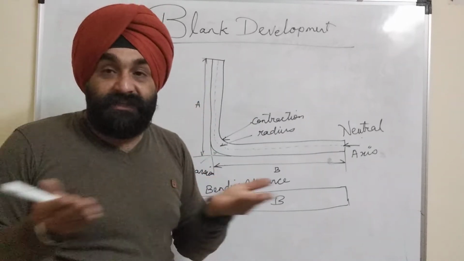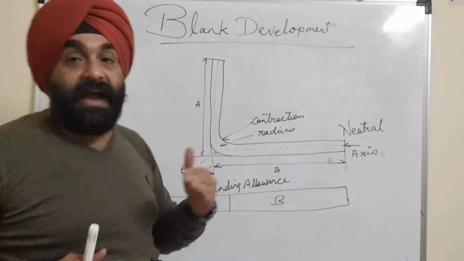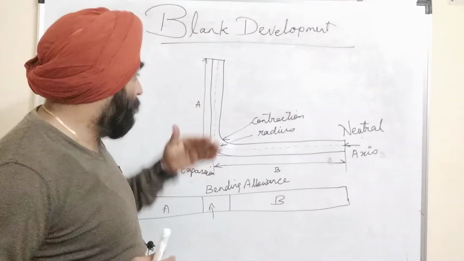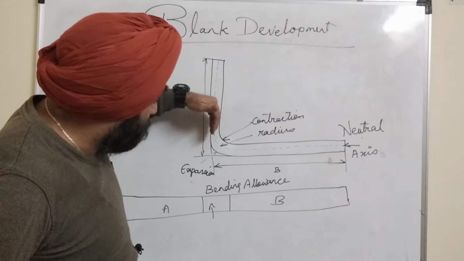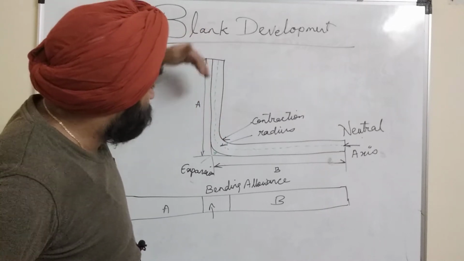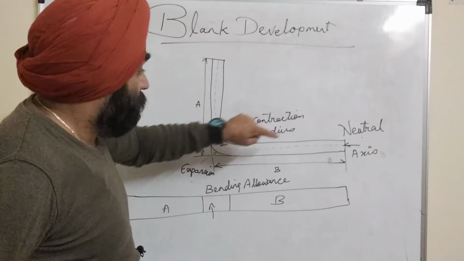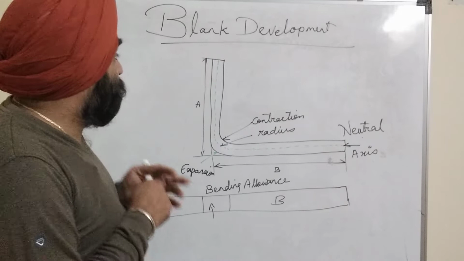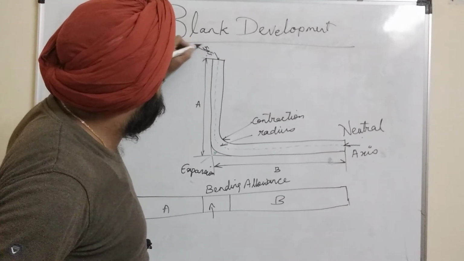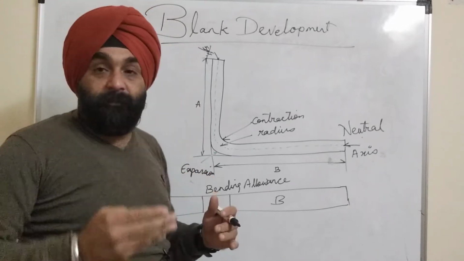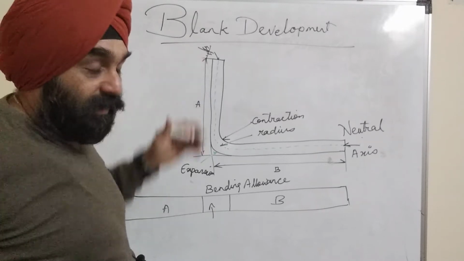Generally when the sheet is flat, every part of the axis will have the same length, but when this expands and this contracts, the neutral fiber of the sheet shifts outside. That means the neutral fiber will not be at 50%, it will be either 40%, 30%, or according to whatever will be the criteria.